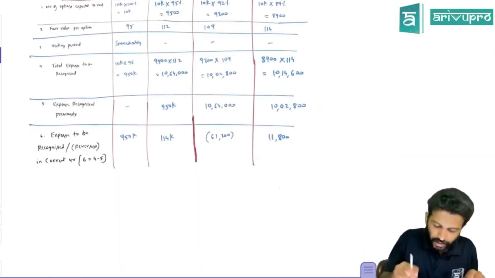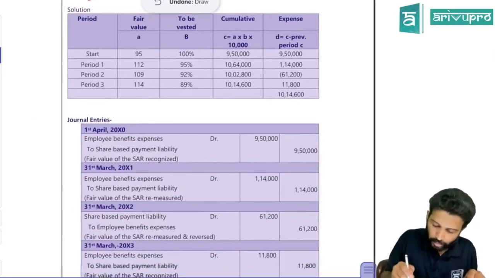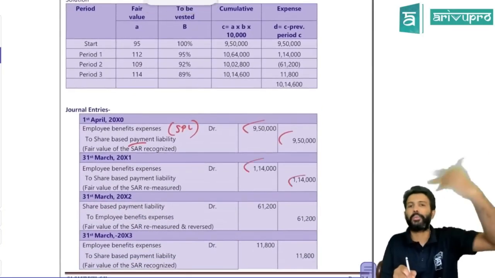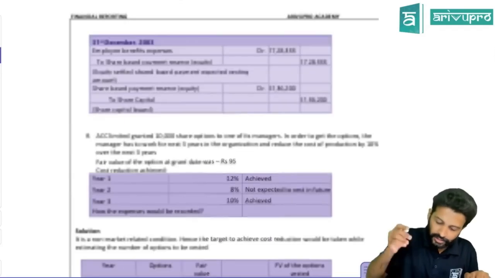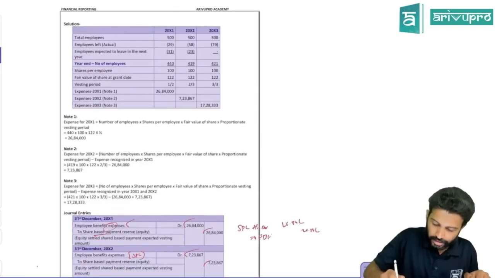First year end, again, how much expenditure do you need to book? 114. So employee benefit expense account debit to SBPL 114. Second year ending, how much is the expenditure we got?